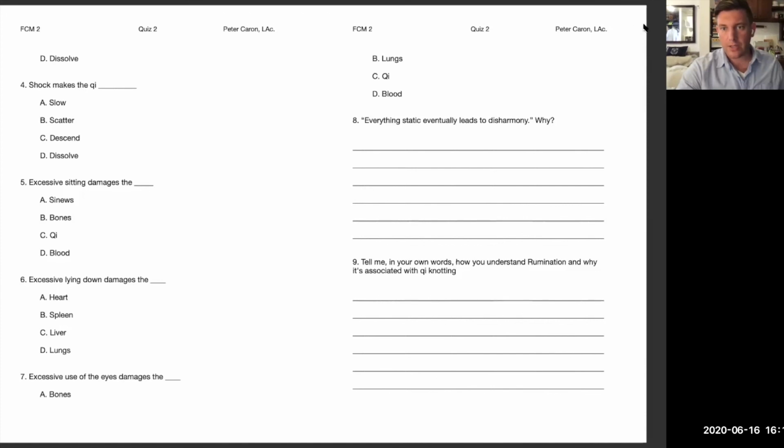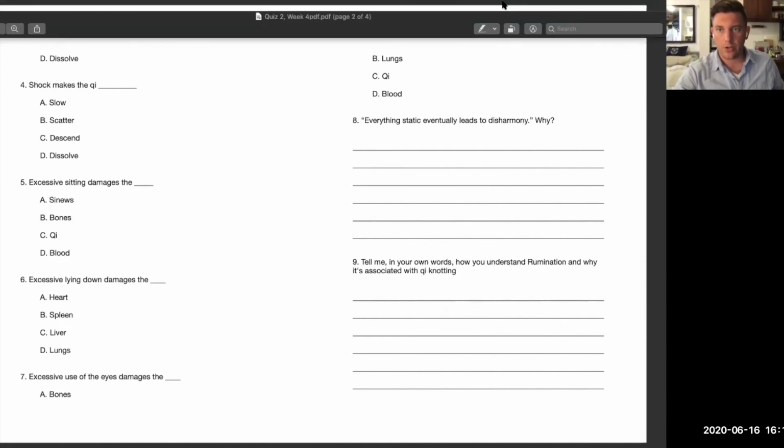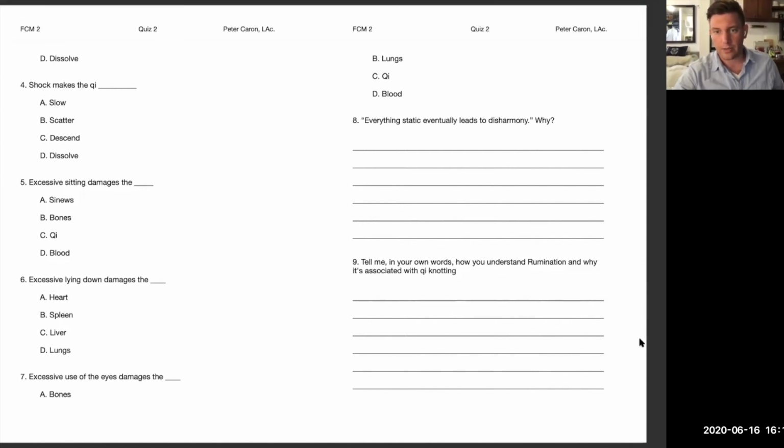Everything static eventually leads to disharmony. So there I would normally just be asking people to write a little bit about the idea in Chinese medicine of movement and life being really synonymous. And number nine, any questions like this are pretty open-ended. As long as you can show me that you've thought a little bit about the subject, like what is rumination? What is qi nodding? How do you understand that?